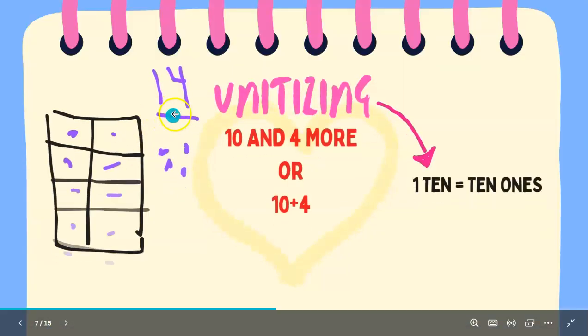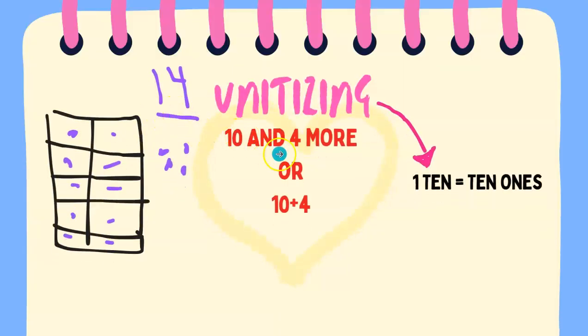So here, 14 could be seen as 10 and 4 more, or 10 plus 4. It's here that this whole idea of unitizing is introduced. It's massive, and we need to make sure students don't leave kindergarten into 1st grade without understanding this conceptually.